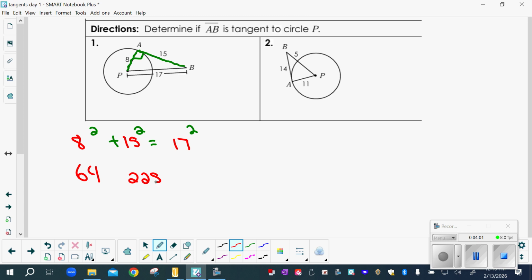17 times 17. You cannot tell me... You might tell me it's boring. You might tell me you don't like it, but you cannot tell me you can't do this, because this is just not that hard.